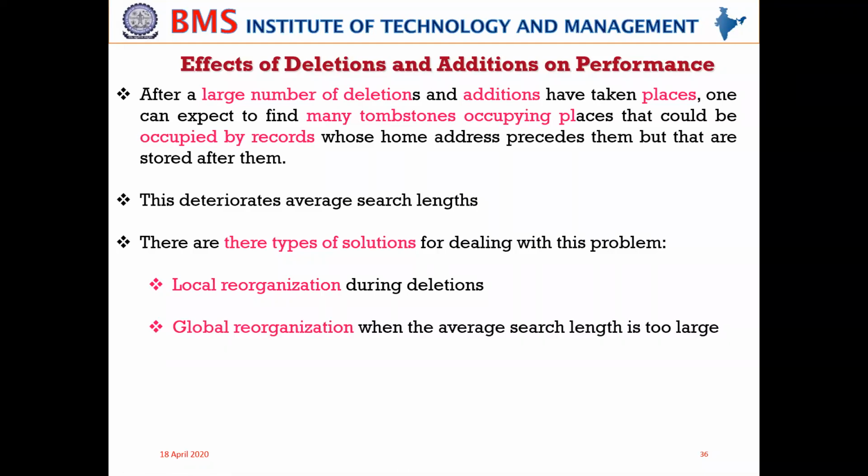That is one solution. Second one is global reorganization. For example, frequently after making many additions and deletions, at the end of the week, I'm going to reorganize all the records inside the file, so that the maximum number of tombstones I'm going to replace with an empty. Or you can use some other hashing function. You can reorganize your entire file so that the search length will not become too high. So this is one way you can overcome this particular problem.